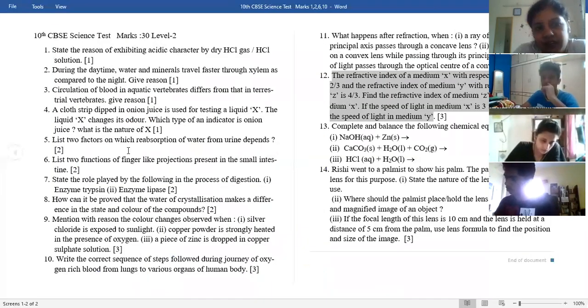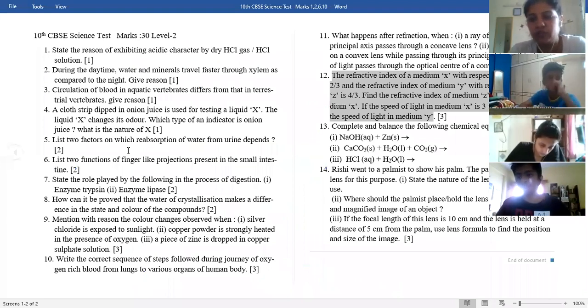So here: state the reason of exhibiting acidic characters by dry HCl gas or HCl solution. Just now I told you, only HCl solution can show the acidic properties because of the presence of H plus ions, free H plus ions.